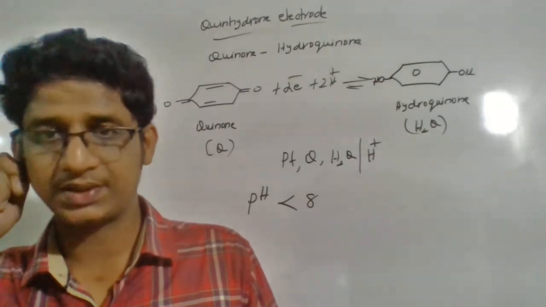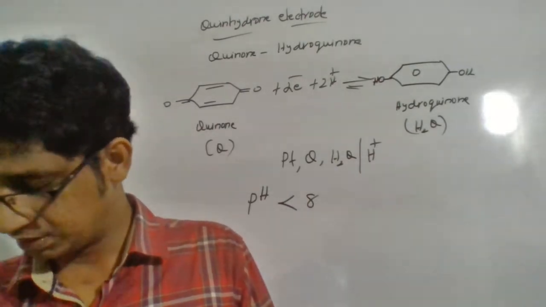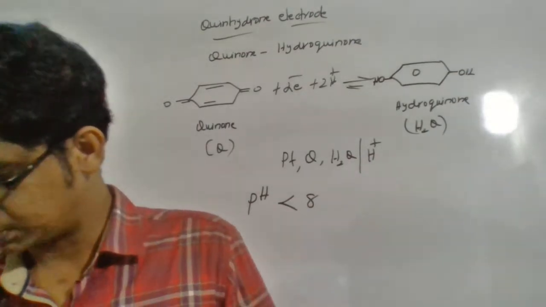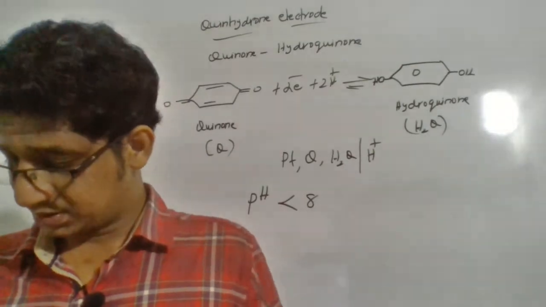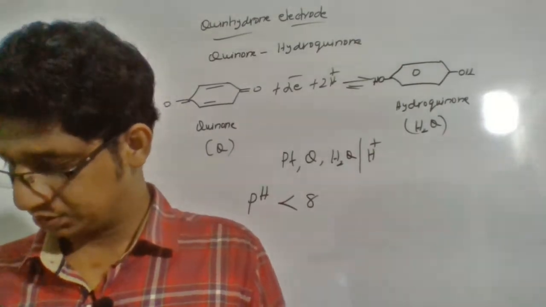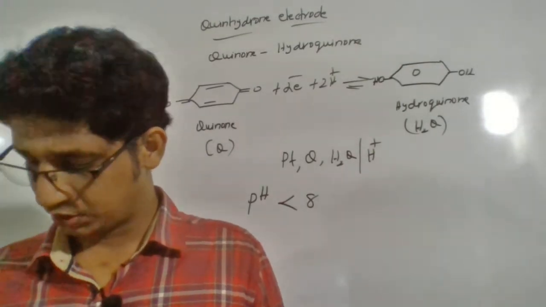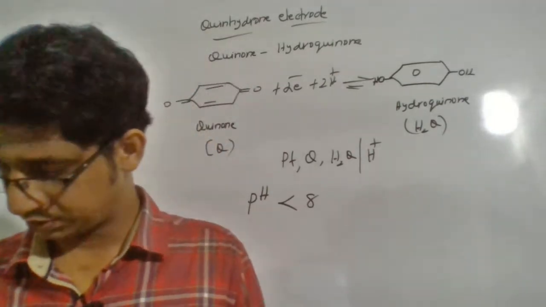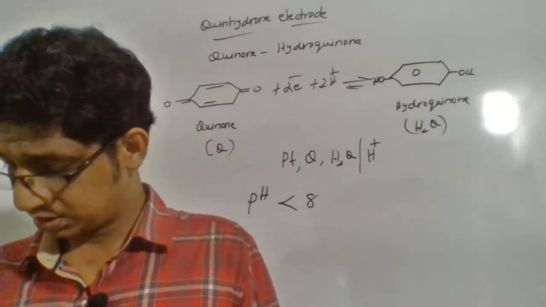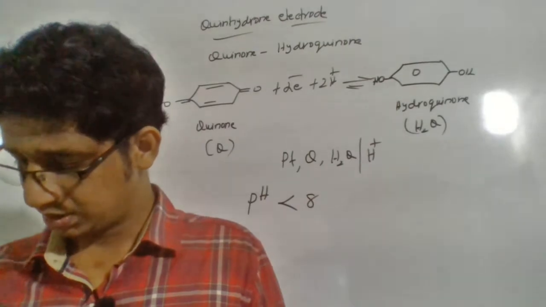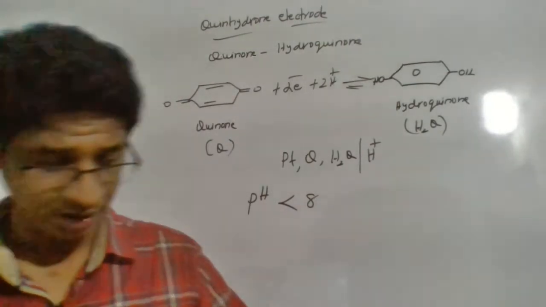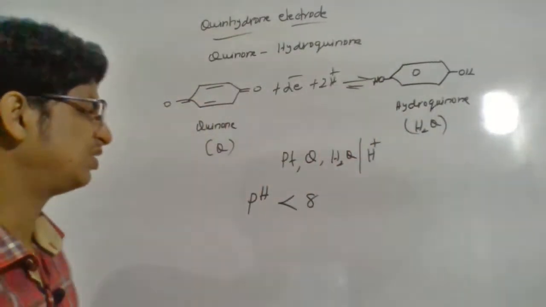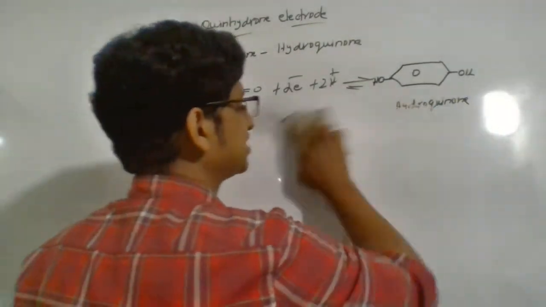It is another reversible electrode with respect to the redox reaction, where oxidation and reduction take place simultaneously, where quinone undergoes reduction to give hydroquinone, and the equilibrium mixture between quinone and hydroquinone is what we are taking in a quinhydrone electrode. Okay, so that's all about the reference electrode. Now let us move to the next part.